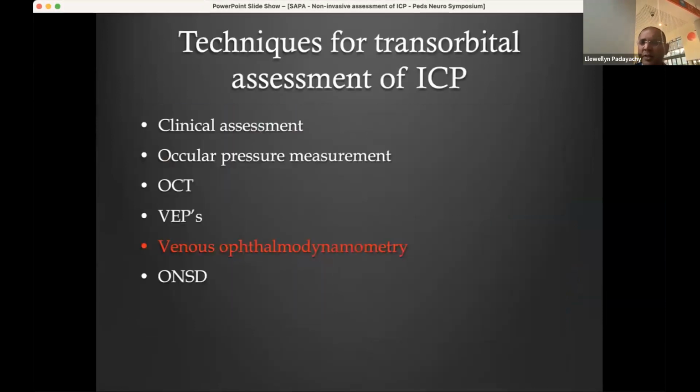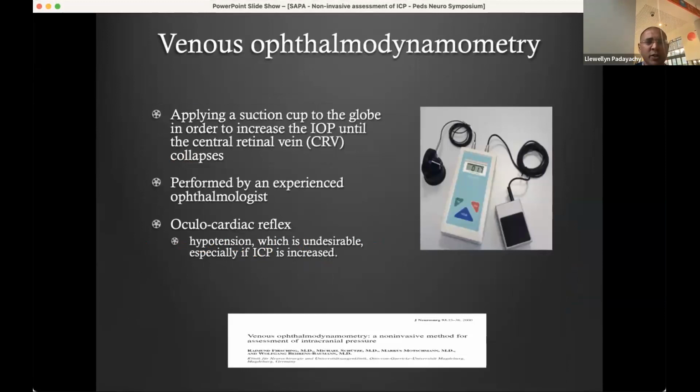Venous ophthalmodynamometry, I've included this just for completeness sake, to show that people put a suction cup on the eye, collapse the central retinal vein, and you then assume that the pressure that you use to place suction on the globe equilibrates to ICP. The problem is this oculocardiac reflex, and the description of hypotension and even cardiac arrest makes it quite a scary prospect, but it has been described.